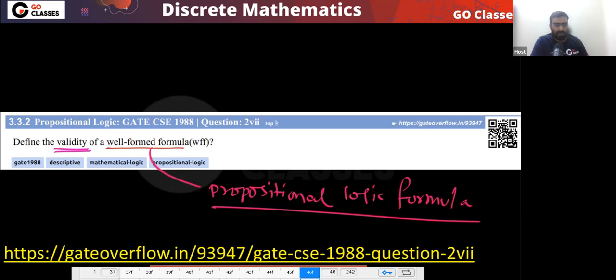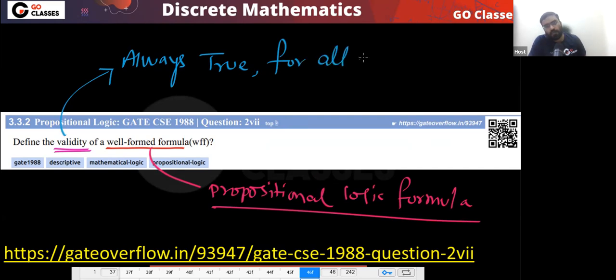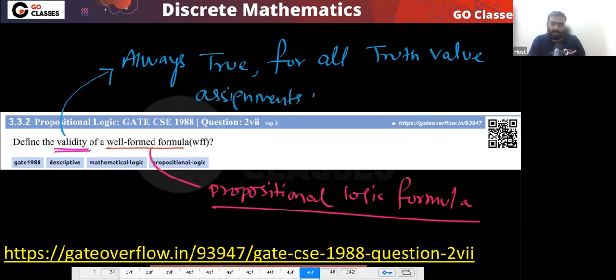So you tell me the answer for this. What is the validity of a propositional logic formula? Validity means always true, for all assignments of propositional variables. Or I can say, for all truth value assignments of propositional variables. This is the definition of validity.